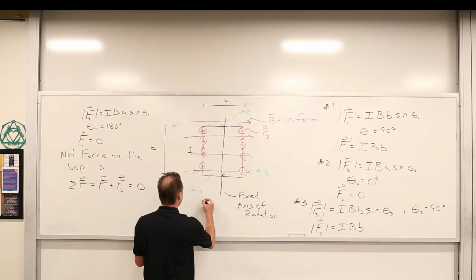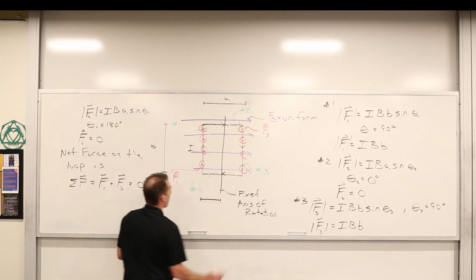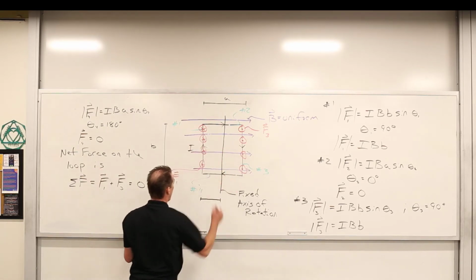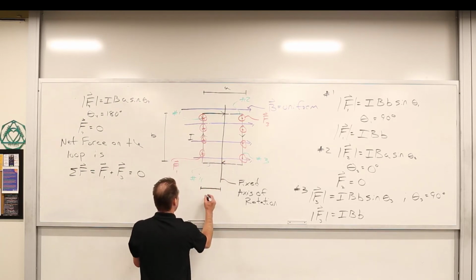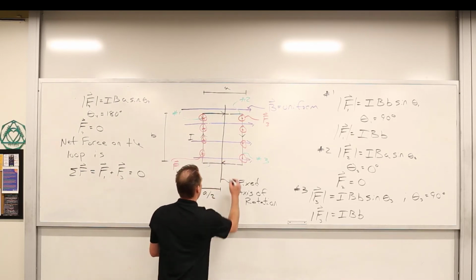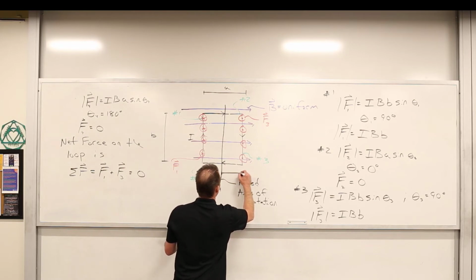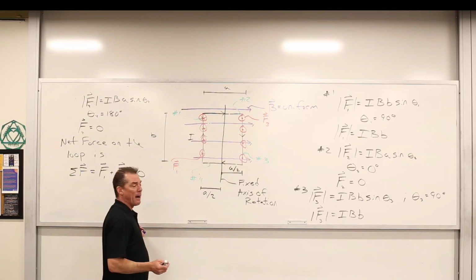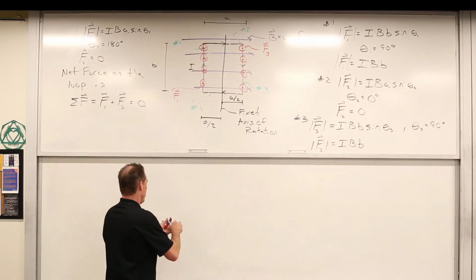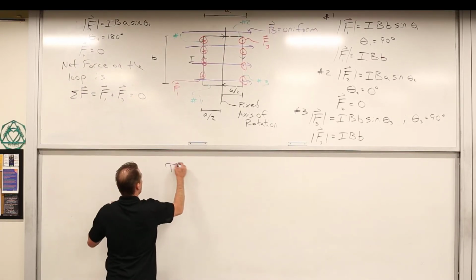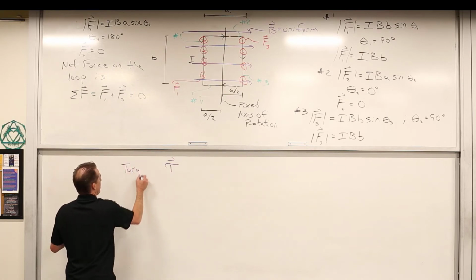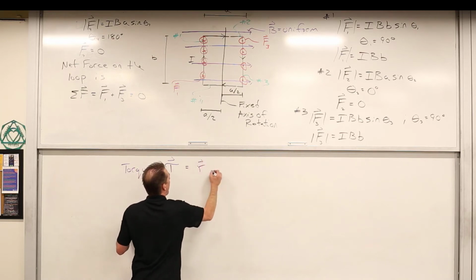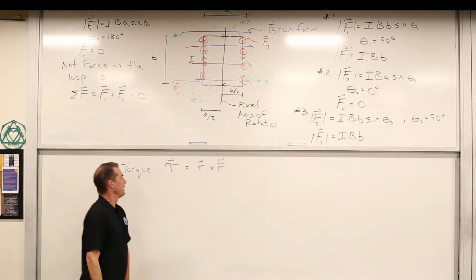So with that axis of rotation, we've got some radial distances away from the axis of rotation at which these forces are being applied. This distance will be A over 2, and this distance will also be A over 2. And what do we remember about torque? Well, hopefully we remember the torque: tau hat is equal to r hat cross F hat.